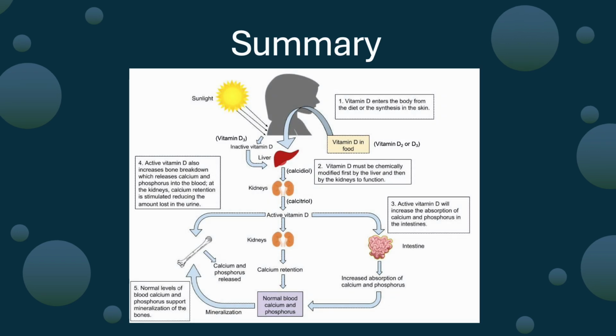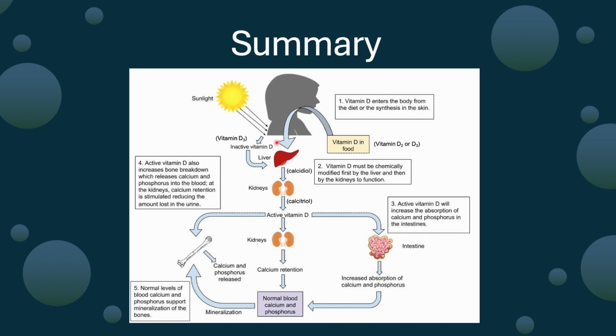So just to review what we learned today, we have our two primary sources of vitamin D. We get vitamin D2 or vitamin D3 from our food, our diet. And we also get vitamin D from our skin cells. When they interact with the UV rays from sunlight as well as heat, they are going to produce an inactive form of vitamin D.